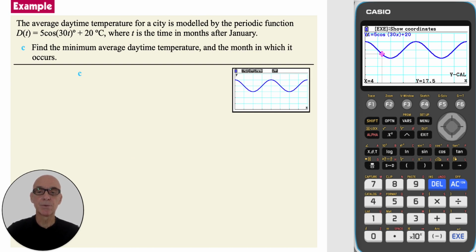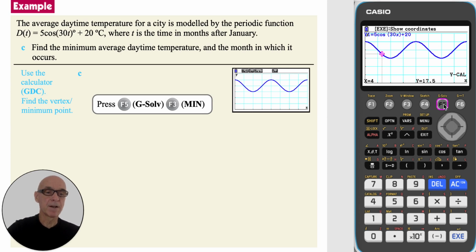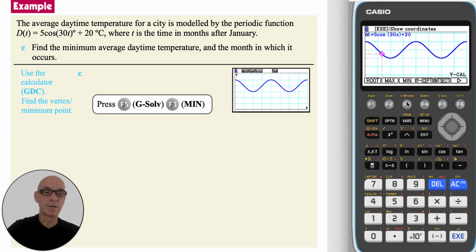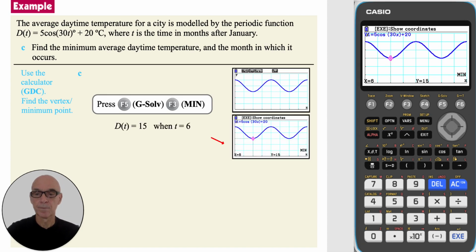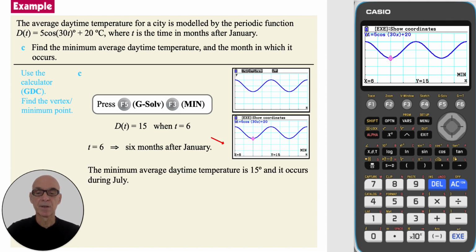In part C, to find the minimum average daytime temperature and the month in which it occurs, again use the calculator. We need to find the minimum point. Press F5, G-solve, F3 for a minimum. Write down the values of y and x, which represent d and t. t equaling 6 is 6 months after January, which is July. So the minimum average daytime temperature is 15 degrees and it occurs during July.